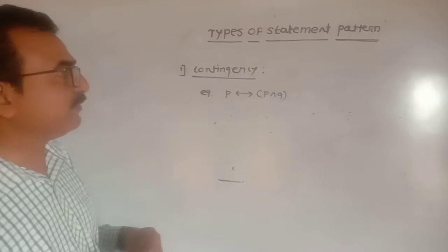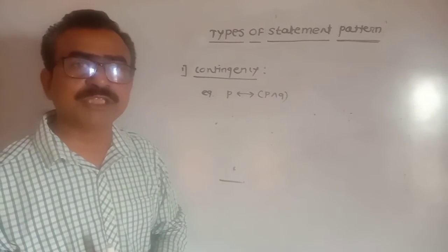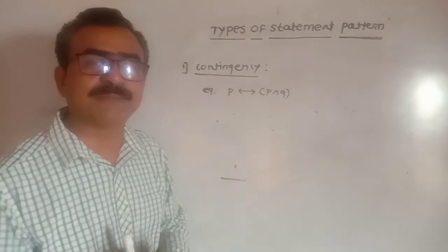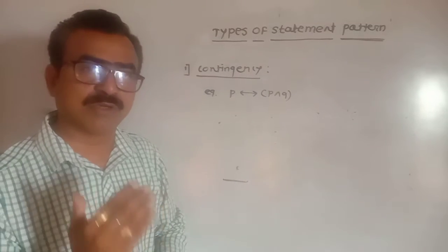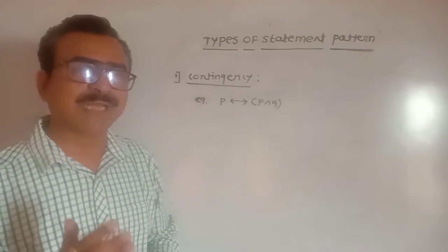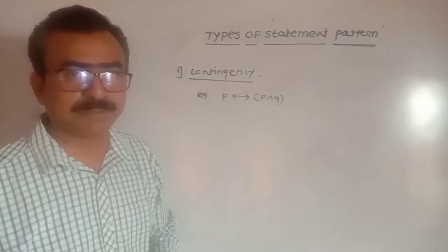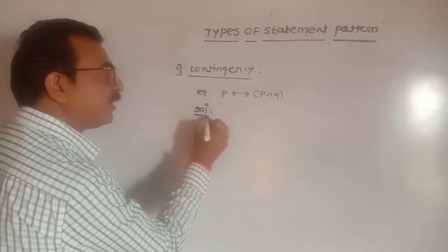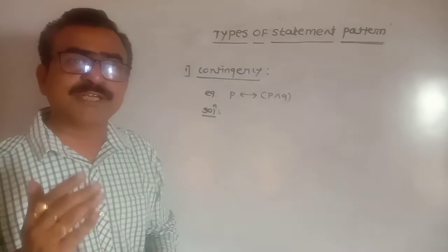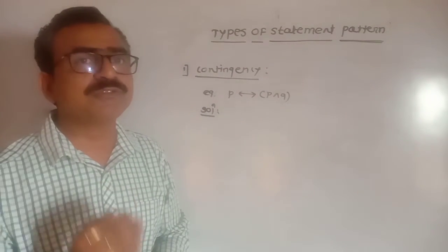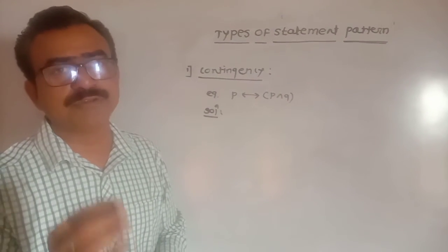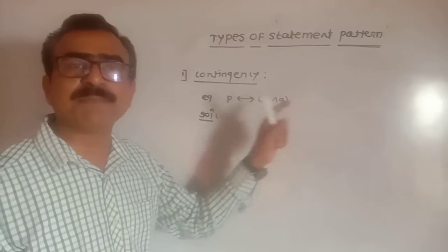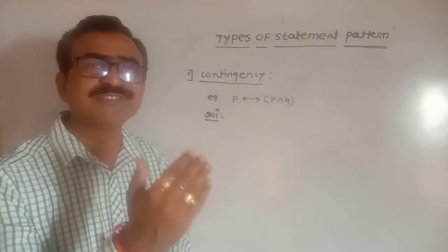So friend, you have been given this example and your question is to check whether the given statement pattern is a contingency or not. For that purpose you have to construct a truth table. You know that for constructing a truth table you must follow some rules, and your first rule is to read the statement pattern and note down the statements.